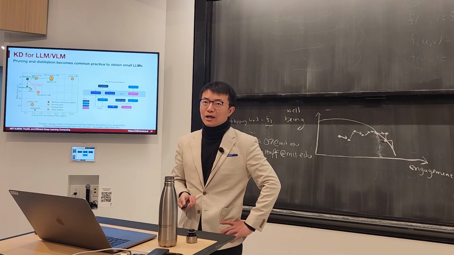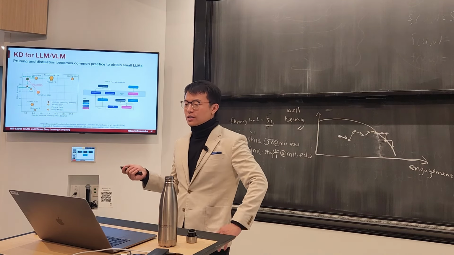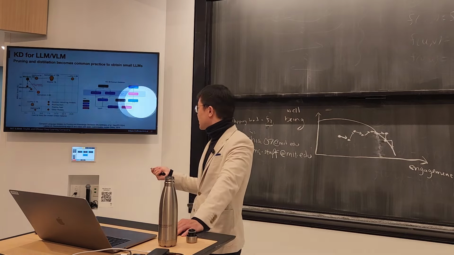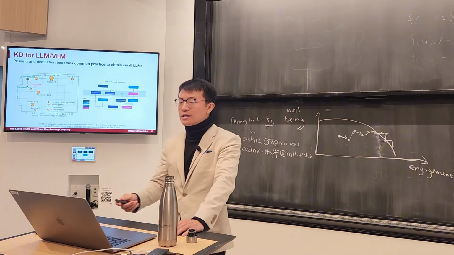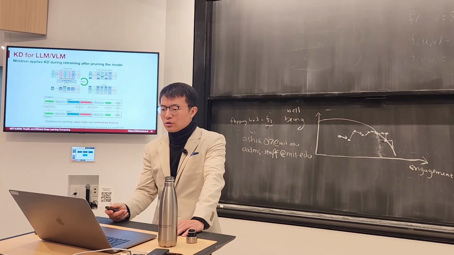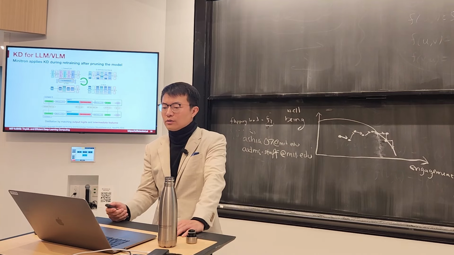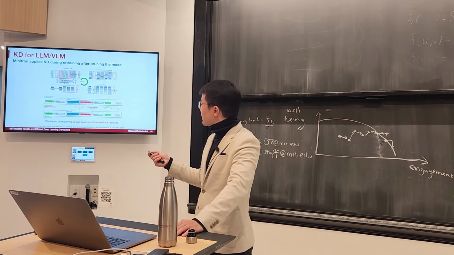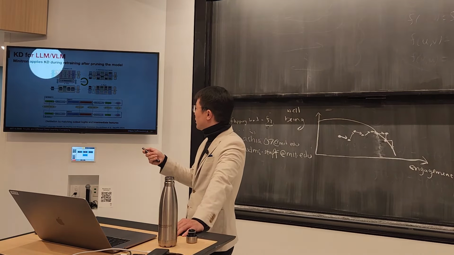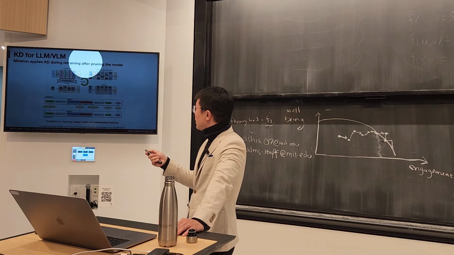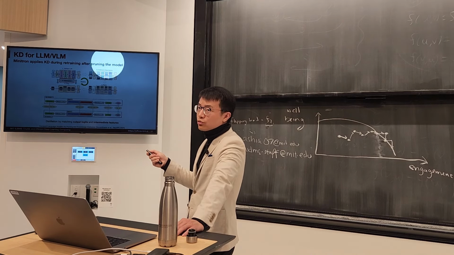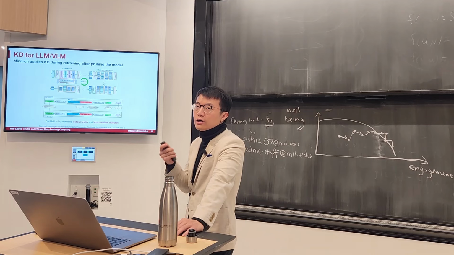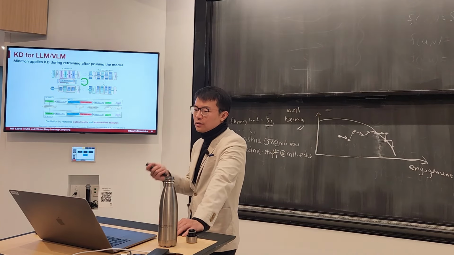And how do we select the student model? This work selects the student model using the pruning technique we talked about previously, to rank those important channels. So this is the work where Minitron applied knowledge distillation, retraining after pruning the model. The student model is a pruned version of the teacher model.